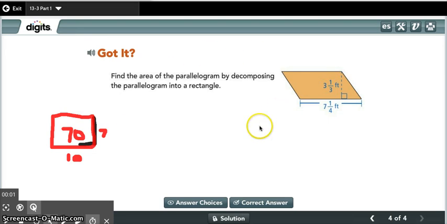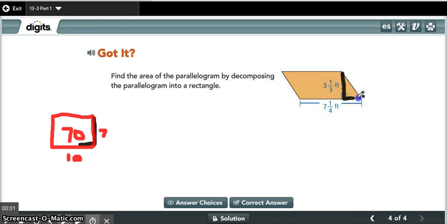All right, hopefully you're able to tackle this problem. It was a little bit more challenging because it had some fractions in there. Let's go ahead and do this together. Here's the triangle piece that we need to slide over. This time we're going to slide it over here to the left, fill it in right here, and now we have a rectangle with a base of 7 1/4 and a height of 3 1/3. So we just need to multiply those.